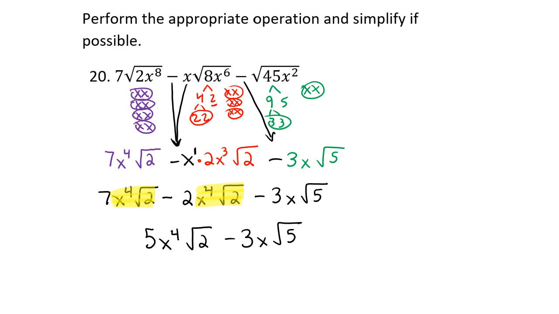Now I do have some even indexes, and I notice I have an even x here, but the exponent's a 4, even index here, exponent is a 1. That's odd, so it should have absolute value signs.